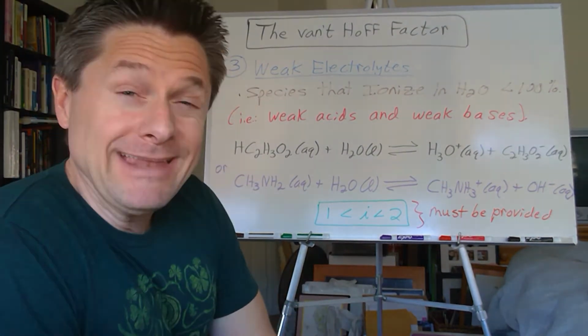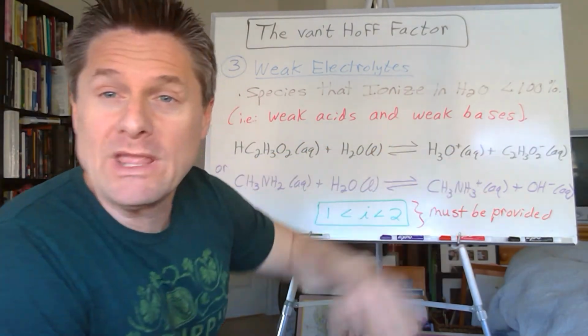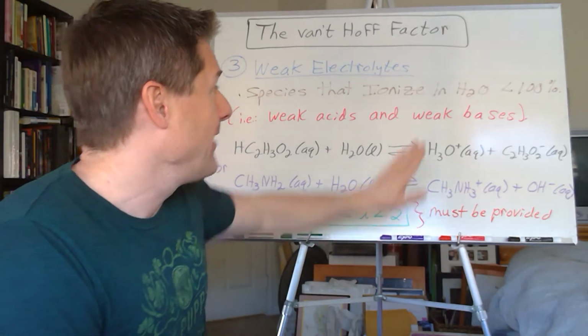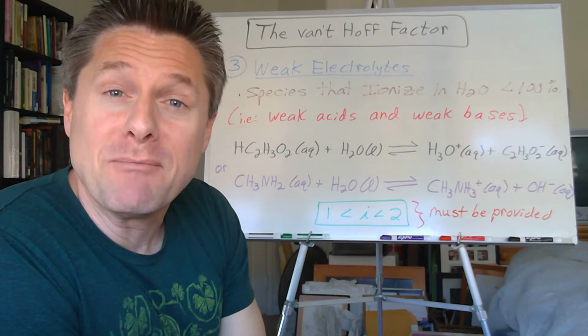All right, you remember the dreaded weak electrolytes? Okay, so this would be weak acids or weak bases. So any of those acids that are not one of those strong ones. And then the weak bases, if you remember, were ammonia and ammonia derivatives, the amines.